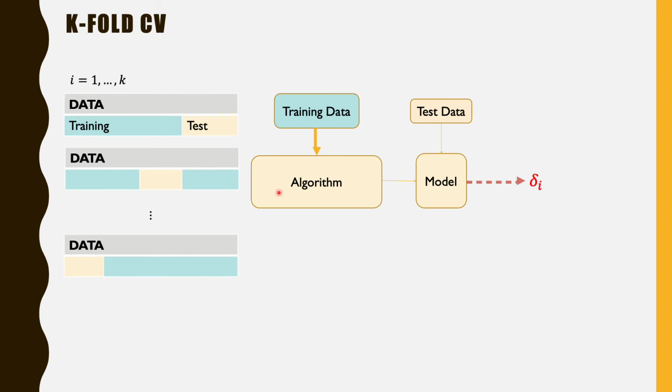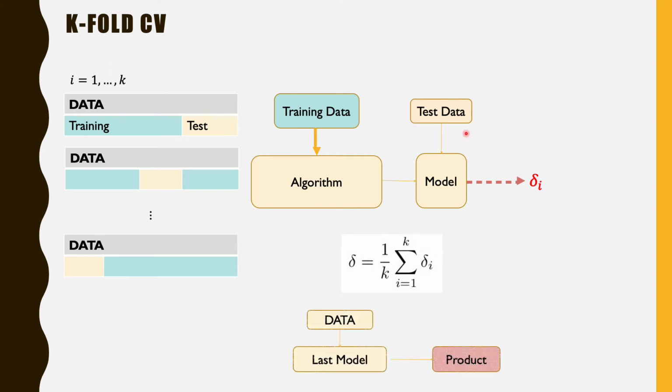For each of these shuffles, they are all shuffles, we use the training data to train our model. And when we want to find the performance or the accuracy of the model, we use the test data set as before. And this is what we have for the final accuracy: the average value of each of them. And our final product is found by using the whole data set.